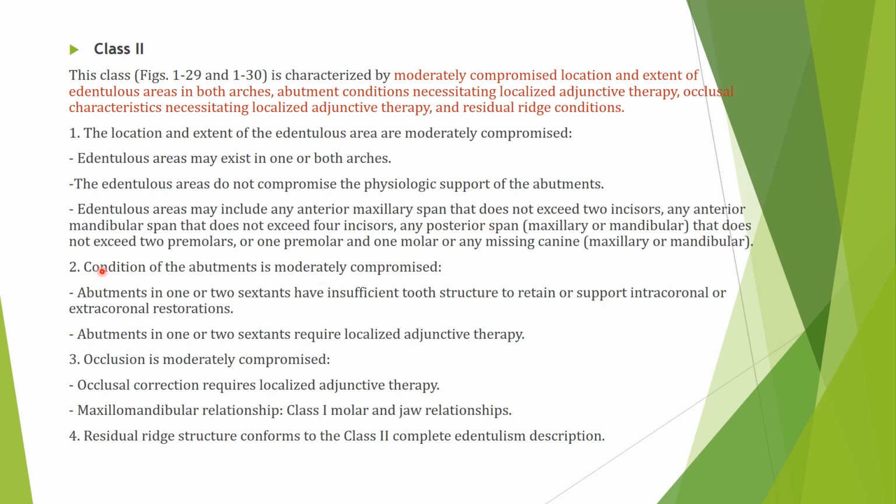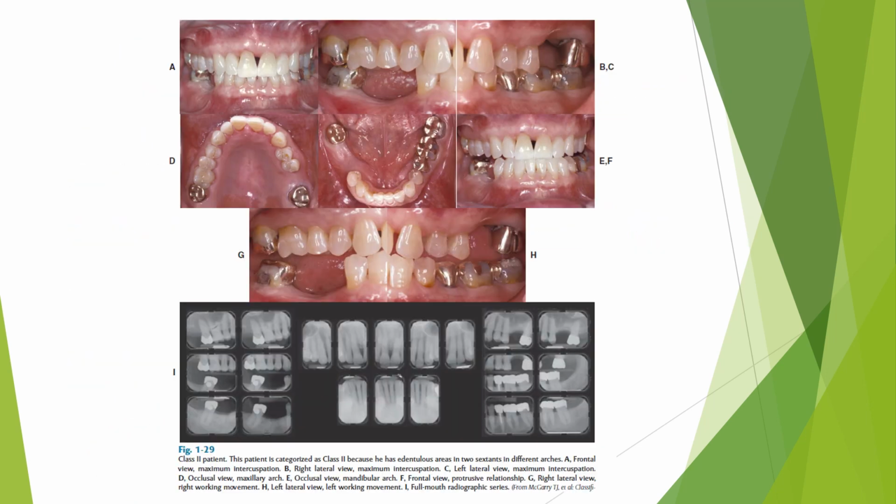For the abutment, there will be one or two sextants that have insufficient tooth structure or intracoronal support. Abutments in one or two sextants require localized adjunctive therapy. Occlusion is class 1, but it may require some enameloplasty or hygiene reduction. Residual ridge structure will be class 2. Okay.